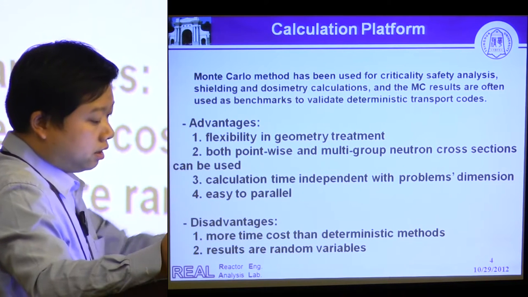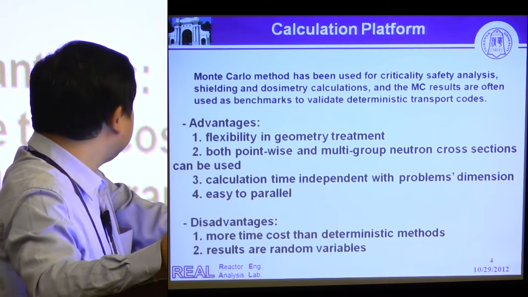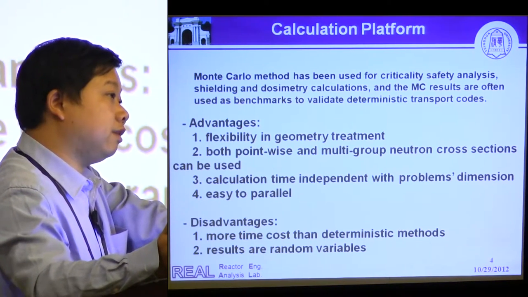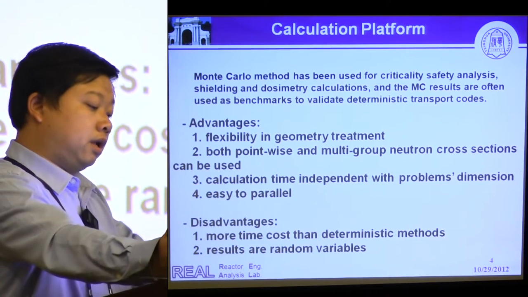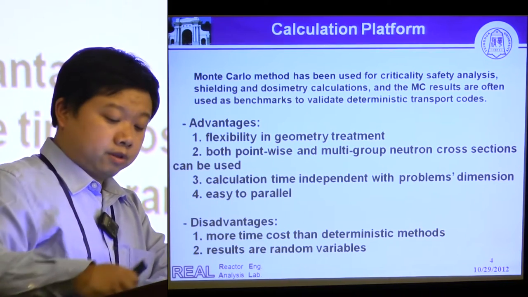Also, the Monte Carlo code has some disadvantages. The first is that it will use more time than some traditional codes. The second is that the results of the Monte Carlo code are random variables.